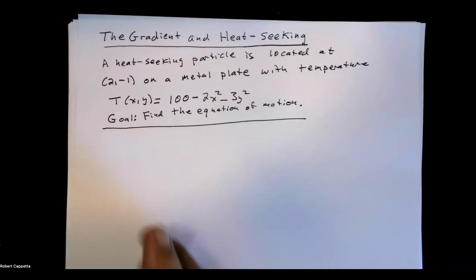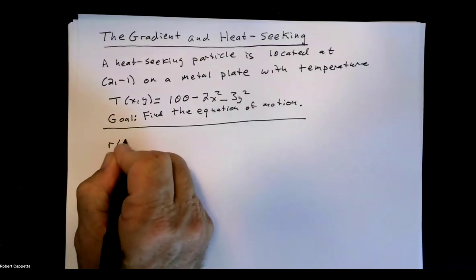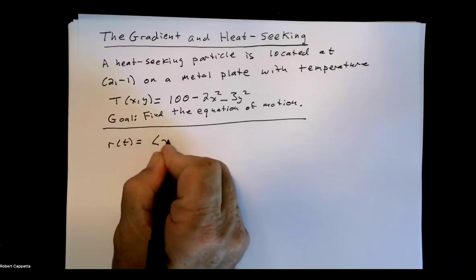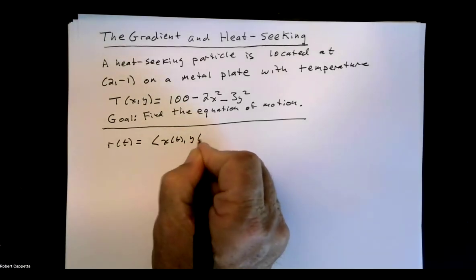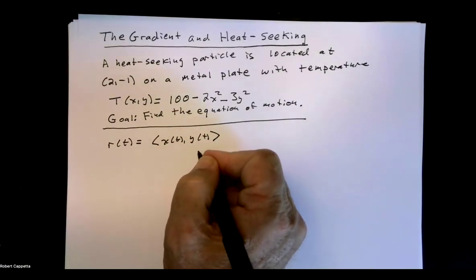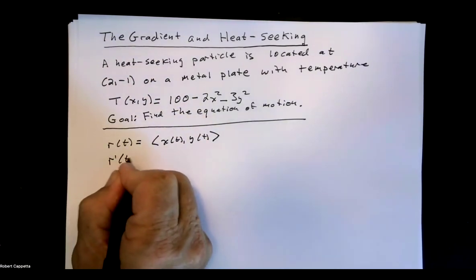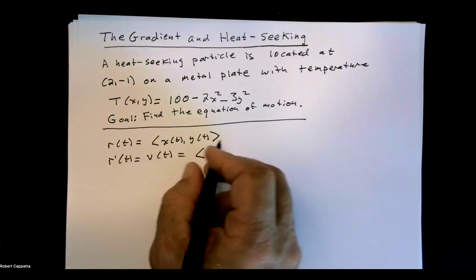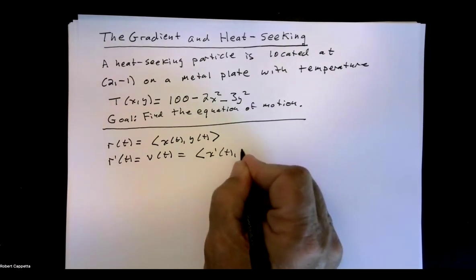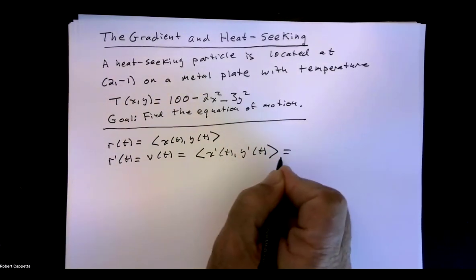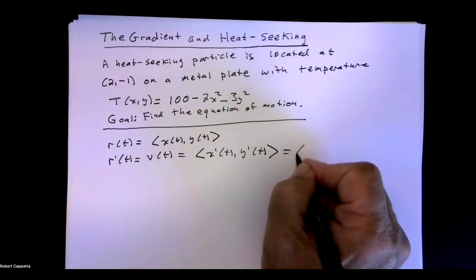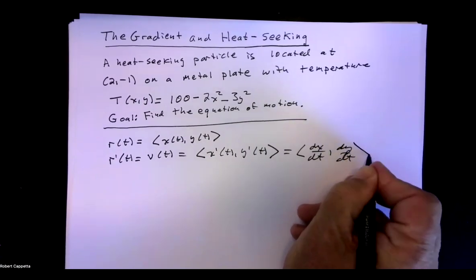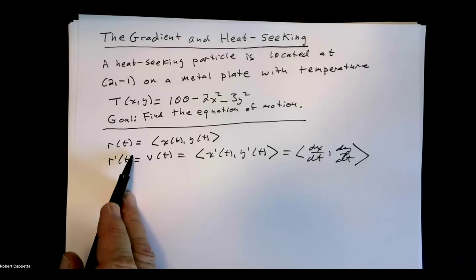Well, let's call the solution R of t. So we're starting at (2, -1). We know that. And we'll say R of t is this vector valued function, which is x of t, y of t. Now R prime of t, which is the velocity v of t, would then be x prime of t, y prime of t, or using the other notation, dx/dt, dy/dt. And our goal here is to find that equation of motion. Our goal is to find R of t.